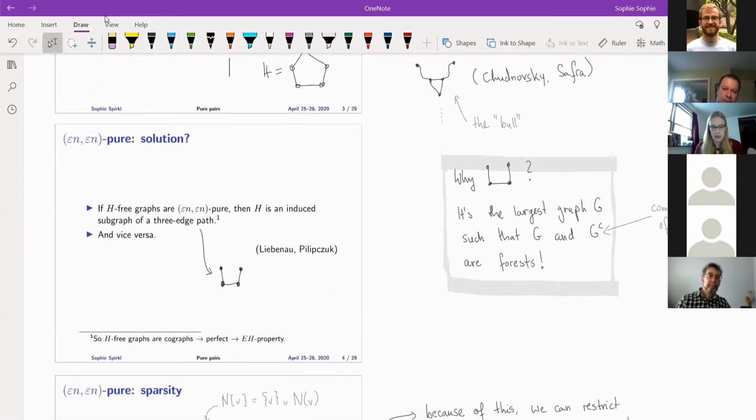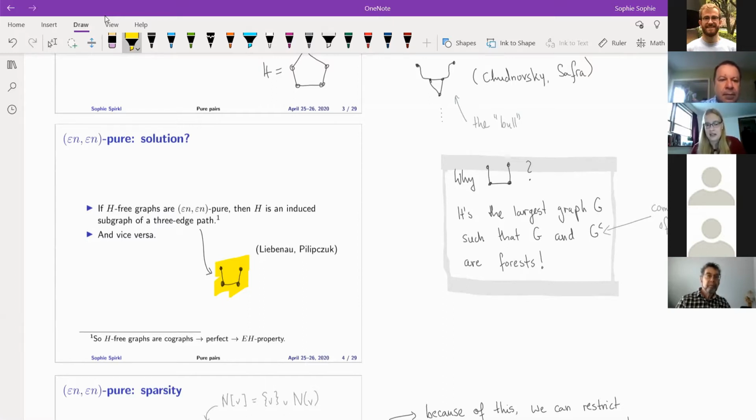In fact, this won't solve the Erdős–Hajnal conjecture at all. You can prove that if H-free graphs have linear size pure pairs for some graph H, then H is an induced subgraph of a three-edge path, this thing. But also the other way around. If you exclude this thing or any induced subgraph of it, you get linear size pure pairs.